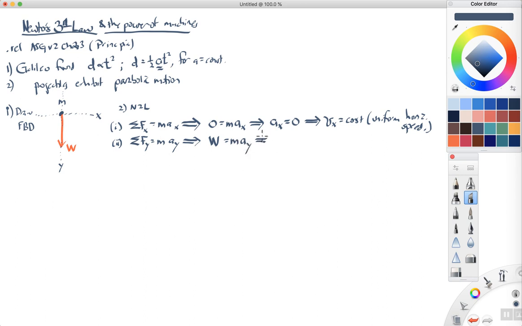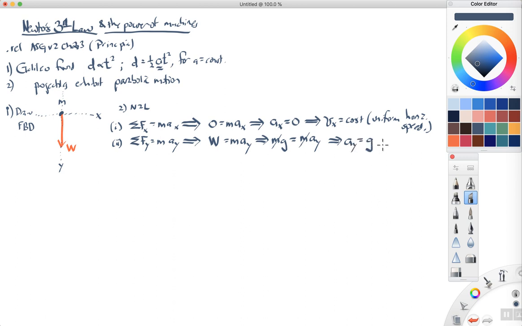Where do we go with this? Well, we know the relationship between weight and mass. It's just mg, so that's the conversion between weight and force. So mg equals mass times acceleration in the y direction. And we can see an m over here and an m over here. We can cancel those out. And so we find the acceleration in the y direction is just equal to g.